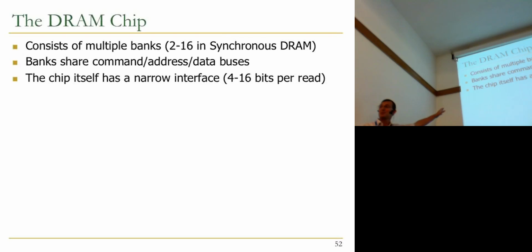The DRAM chip itself consists of multiple banks. And today, people use 8 banks, but there's no reason to stick yourself to 8. There are many trade-offs related to that. But banks share command, address, and data buses. And the chip itself actually has a narrow interface so that the costs are low. You get 4 to 16 bits per read.